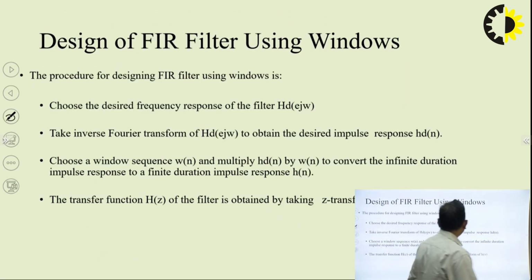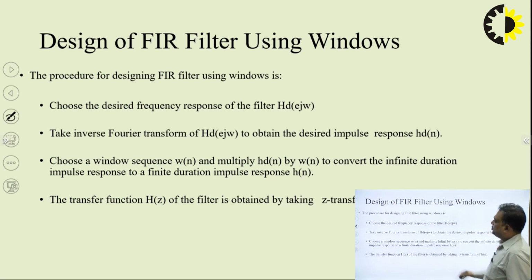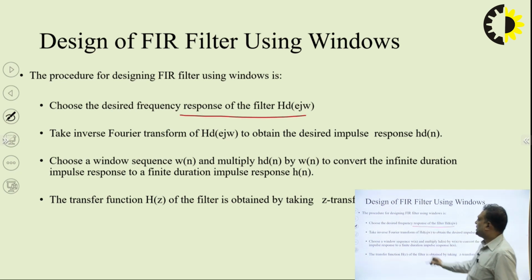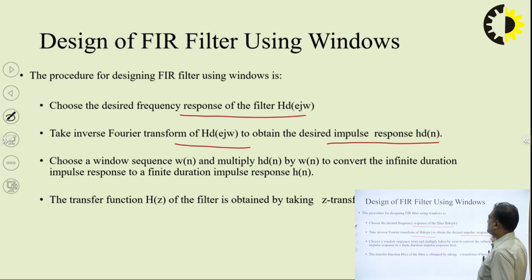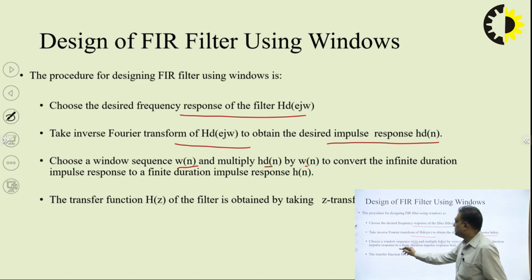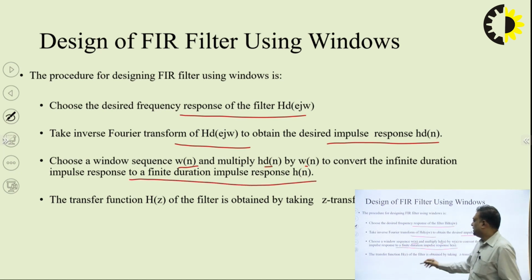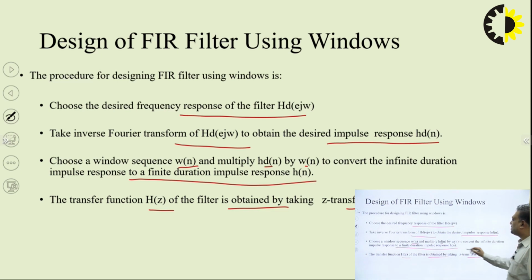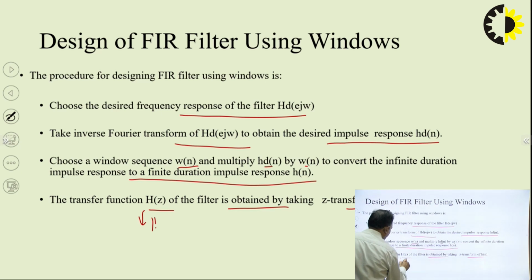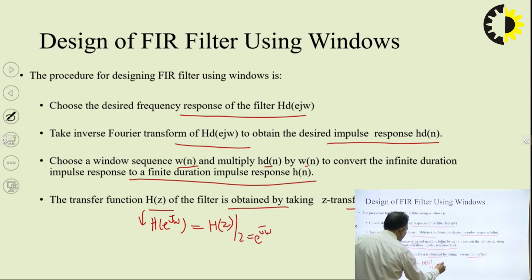Now we will see how we will design FIR filter using windows. So the procedure for designing FIR filter using windows is: choose the desired frequency response of the filter, take inverse Fourier transform to obtain the desired impulse response hd(n), choose a window sequence w(n) and multiply hd(n) by w(n) to convert the infinite duration impulse response to a finite duration impulse response. Then transfer function H(z) of the filter is obtained by taking Z transform of h(n). You can also obtain H(e^jω). How? H(e^jω), or frequency response we want to obtain, simply put z equals e to the power jω in the expression. You will get the frequency response also.